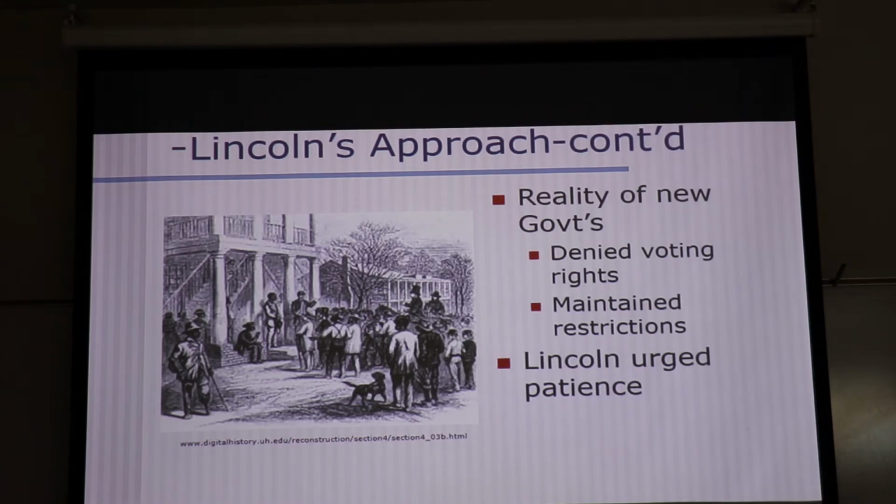Now, what were the reality of the new governments? Well, guys, the new governments weren't that great. Some of the states denied voting rights. Like Louisiana said that blacks couldn't vote, who were a quarter or more black. They maintained the restrictions. They would later become known as the Black Codes, restricting the freedoms, trying to keep the South as unchanged as long as possible.